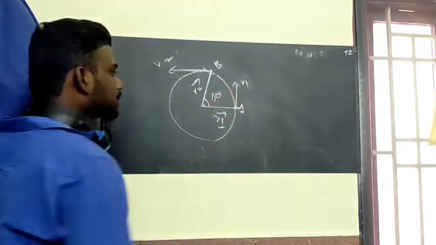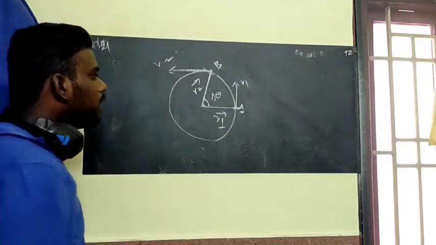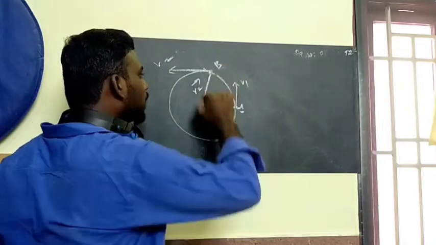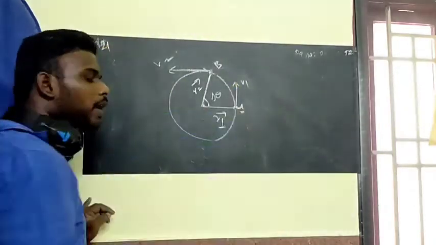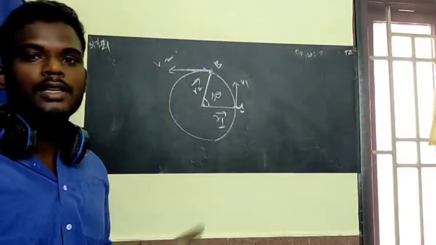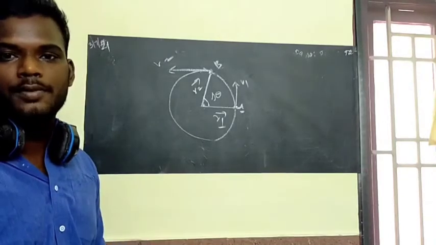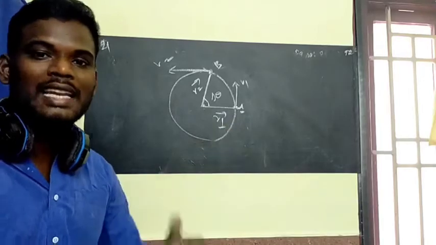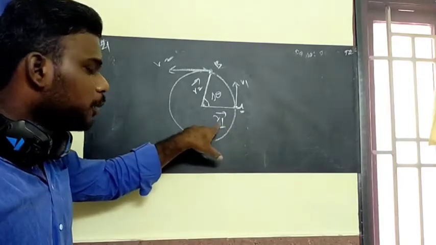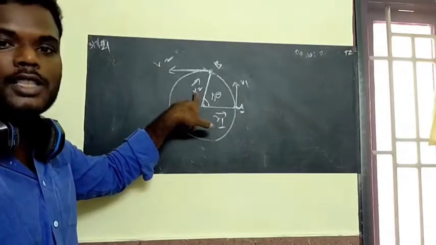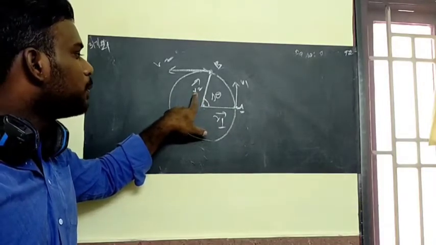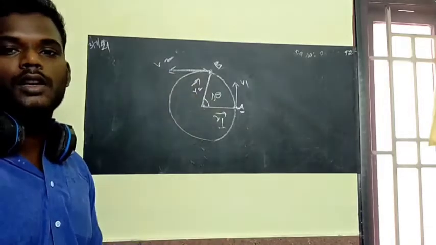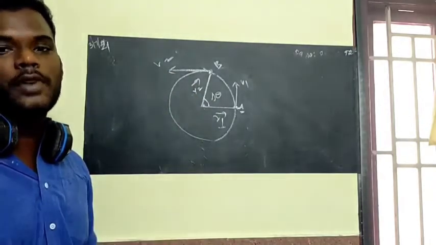This is the initial point, and this will be the final point. The distance between the initial point and final point, what do we call it? That's called a displacement. You studied the position vector and the displacement vector. R1 is the position vector, and R2 is also a position vector. The difference between the initial position vector and the final position vector is called the displacement vector.